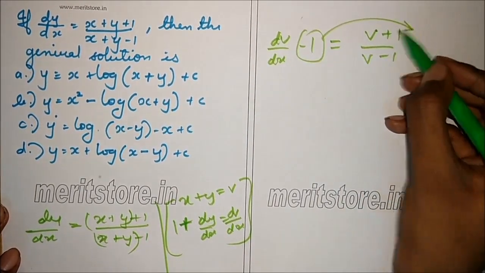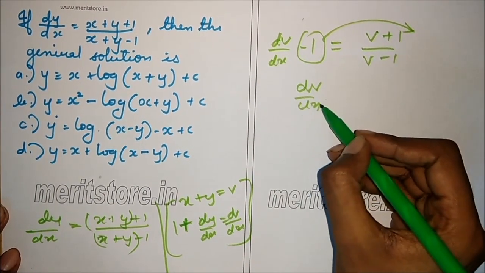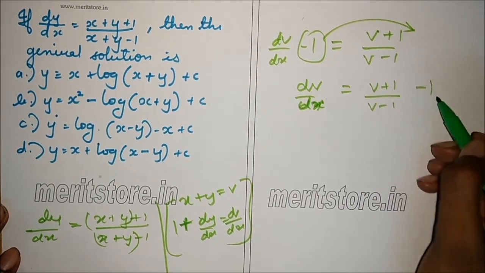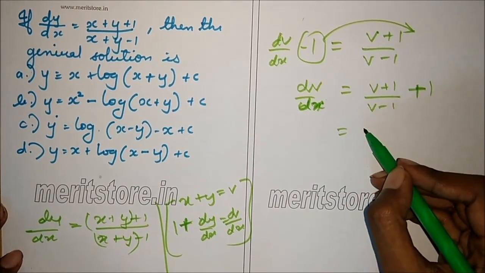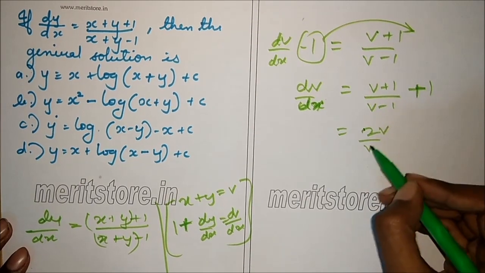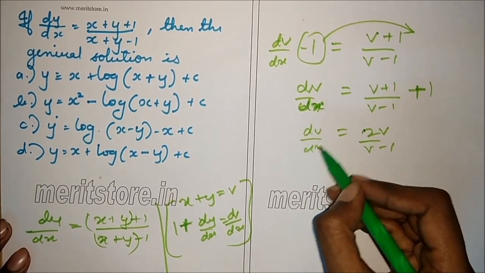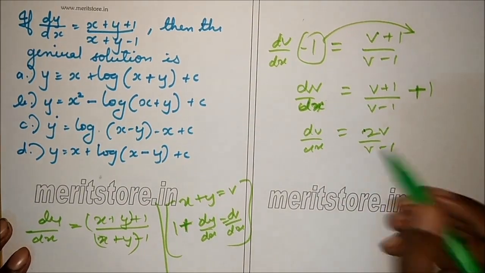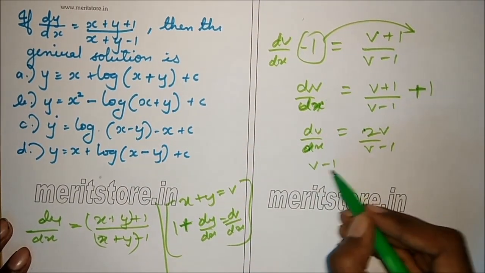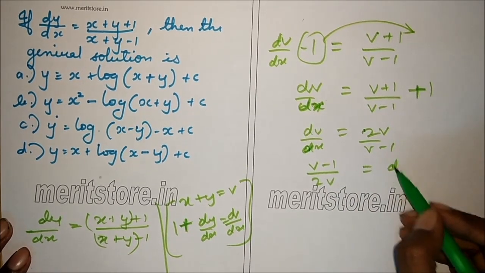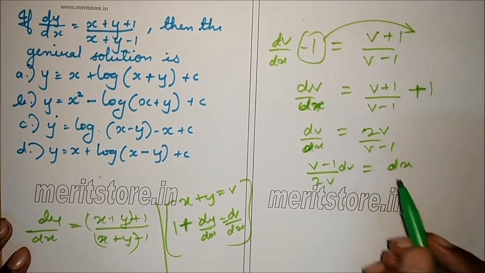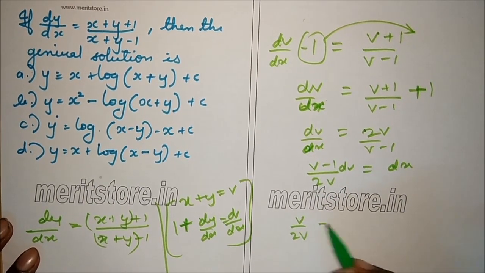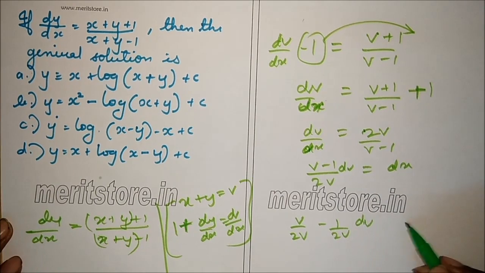So bringing this term to RHS, we get dv by dx equals v plus 1 upon v minus 1 minus 1 plus 1. So this will be 2v upon v minus 1 for dv by dx. So we bring v terms on one side and x terms on the other side. So this will be v minus 1 upon 2v dv equals dx. So we can now split this term. This will be v upon 2v minus 1 upon 2v dv equals dx.